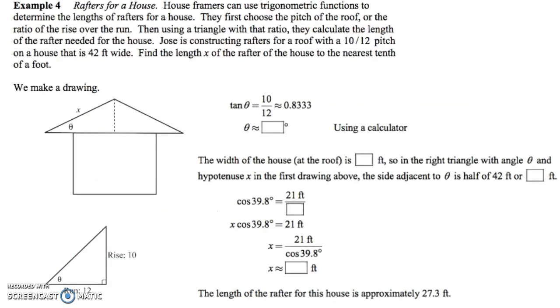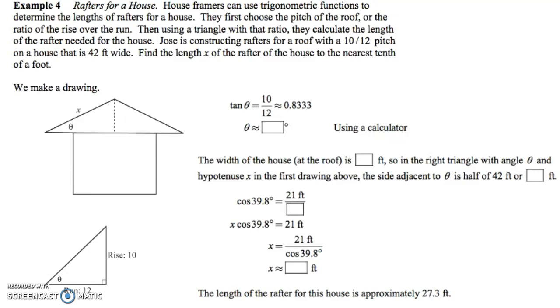House framers can use trig functions to determine the length of rafters for a house. They first choose the pitch of the roof, or the ratio of the rise over the run. Then, using a triangle with that ratio, they calculate the length of the rafter needed for the house. Jose is constructing rafters for a roof with a 10/12 pitch on a house that is 42 feet wide. Find the length x of the rafter of the house to the nearest tenth of a foot.